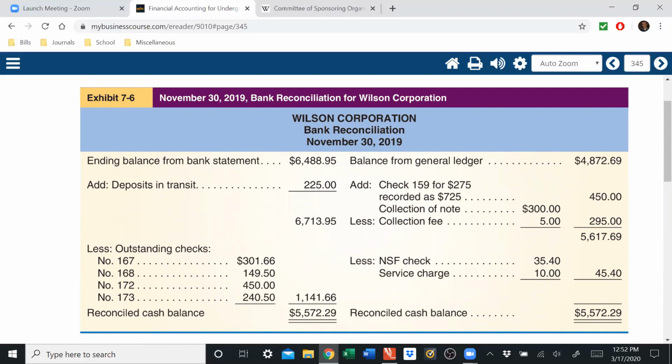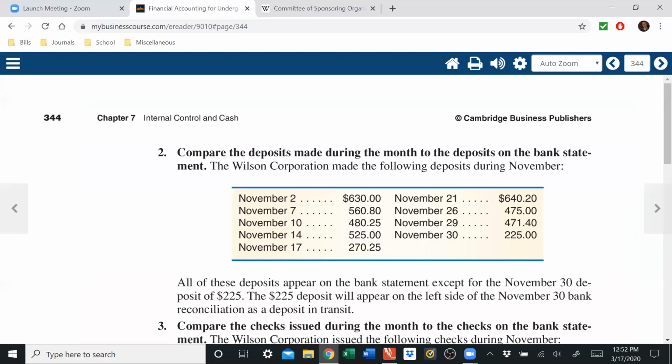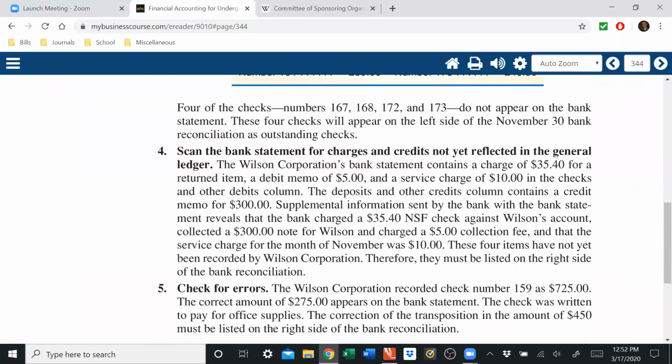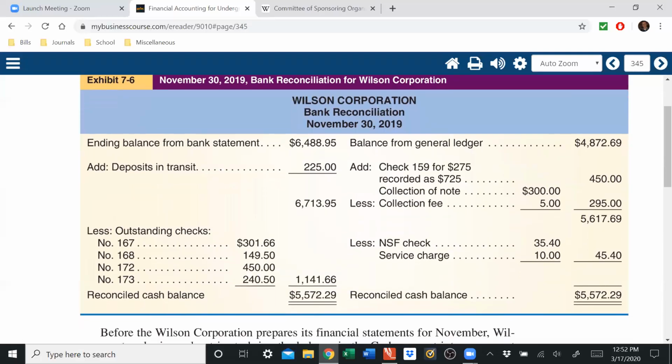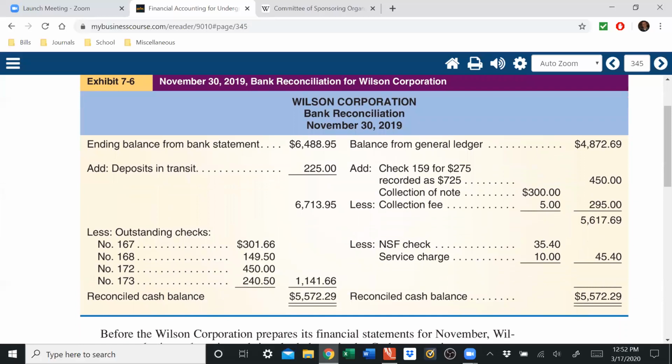What adjustments do we make? It tells us about those in 4 and 5. So we scan the bank statement for any charges or credits that are not yet reflected in our cash account. So if we look at the bank statement, there's a $35.40 charge for a returned item. So we subtract $35.40 right here. That's the NSF check I was talking about.